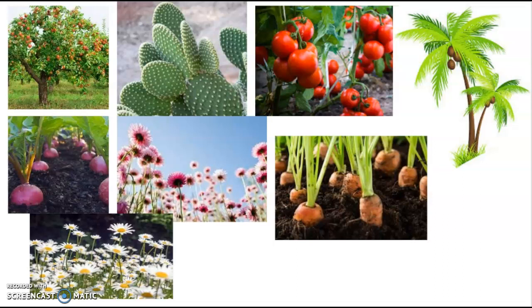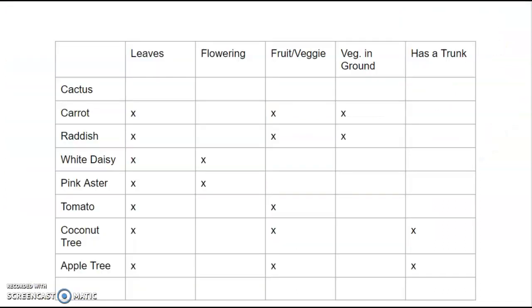Using the pictures I gave you for the animal classification, you're now going to make a cladogram and a Venn diagram to group these with similar characteristics. These are the plants that I did as an example. The plants, I chose that they have leaves, if they have flowers, if they have fruits and vegetables, if their vegetable is in the ground, or if it has a trunk and bark.